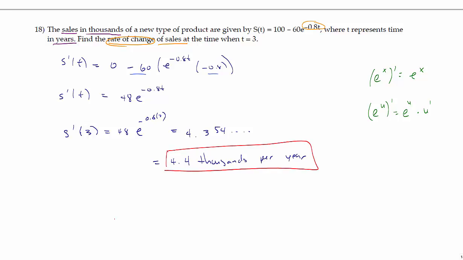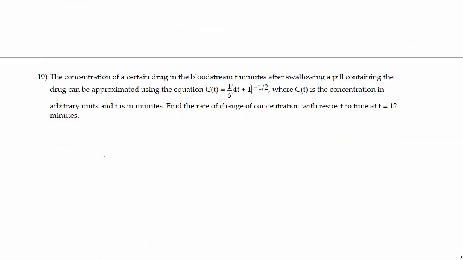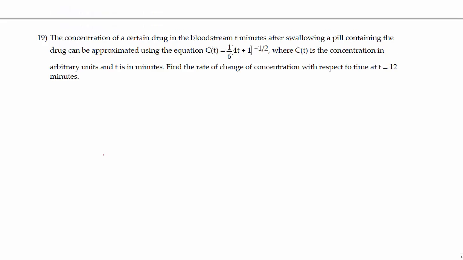All right. Number 19, let's see, another application. So the concentration of a drug in the bloodstream t minutes after swallowing a pill containing the drug can be approximated using the equation C of t, where C of t is the concentration in arbitrary units and t is in minutes. So find the rate of change of concentration with respect to time at t equals 12 minutes. So again, I'm finding the rate of change, and it's going to be at t equals 12.